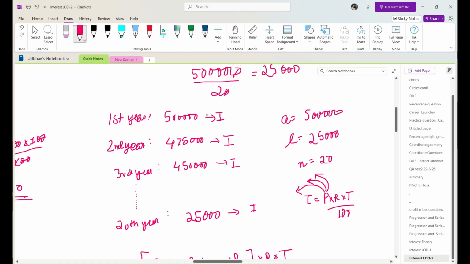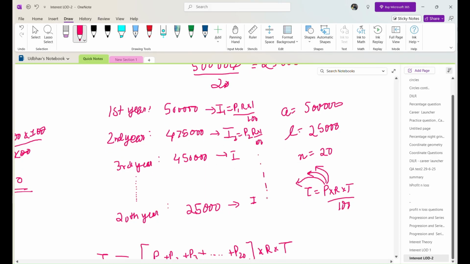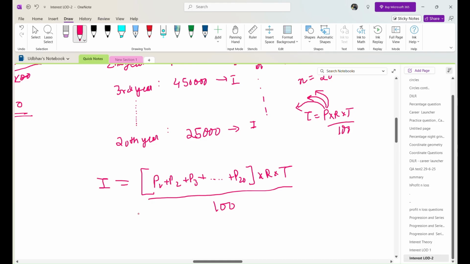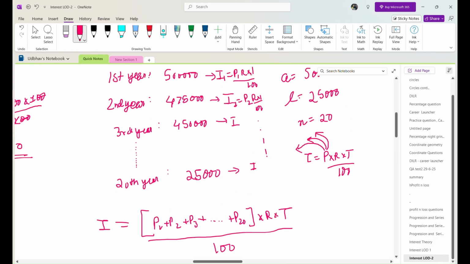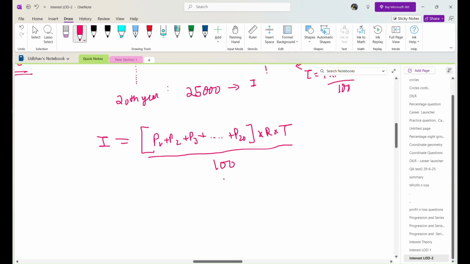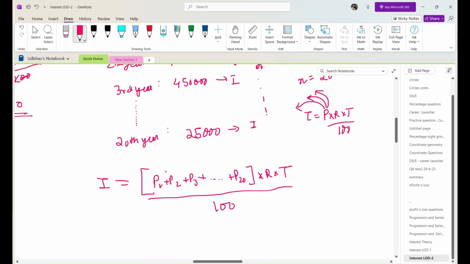You will assume that this is P1. So what will be the interest? Interest will be P1 into R, because this is for the first year only, so it will be 1 upon 100. Here this is I1, this is I2, this will be P2 into R into again 1 year upon 100. Then you will add all of these, and you will get the total interest as this, because R will get common, 100 will also be common, and P will get added. So you can find the sum of this AP.